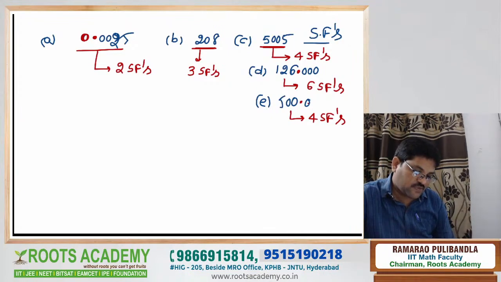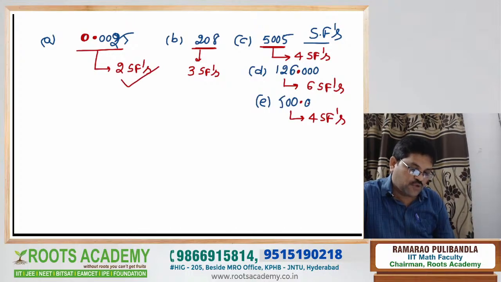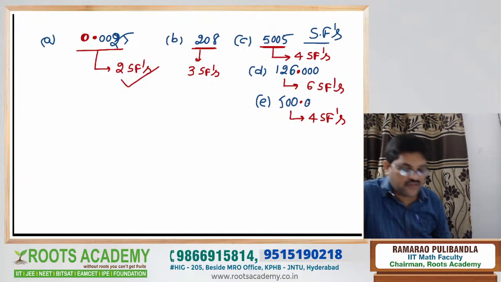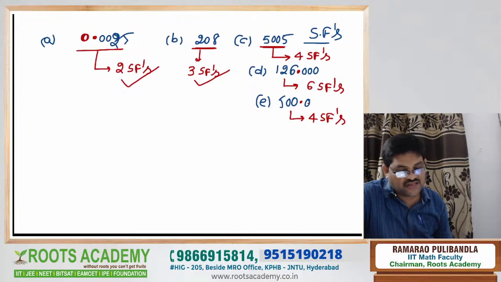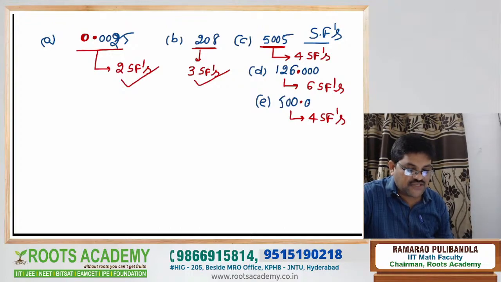Let me repeat the logic once again. In 0.0025, before the decimal point 0 is there, so these zeros are insignificant; 2 significant figures are there. 208 is a whole number, so 3 significant figures are there. 5005 is a whole number, that's why 4 significant figures are there.